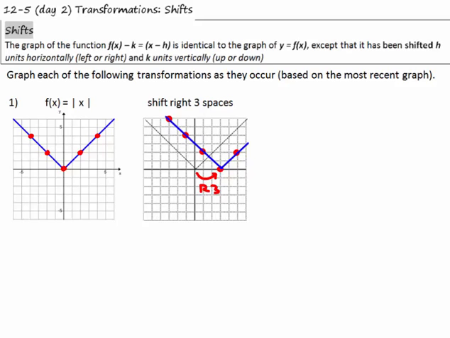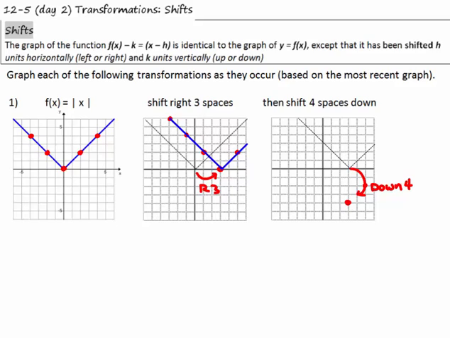So the entire graph has been shifted to the right 3. Now we're going to take what we've already shifted to the right 3 spaces, and we're going to shift it 4 spaces down. So again, I'm starting with that vertex point, and I'm going to shift that one from here 4 spaces down.